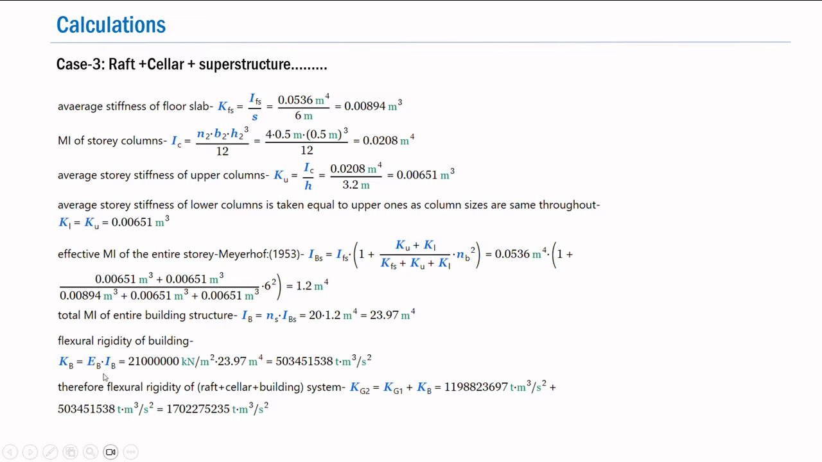That is KB is equal to EB into IB, and that provides this value, which means that the total flexural rigidity of the raft plus cellar plus building system, that is KG2, is KG1 plus KB. KG1 is nothing but the flexural rigidity we calculated in case 2 considering the raft and the cellar system, plus KB contributed, that is the flexural rigidity provided by the superstructure. So the total flexural rigidity of the system value is provided over here.